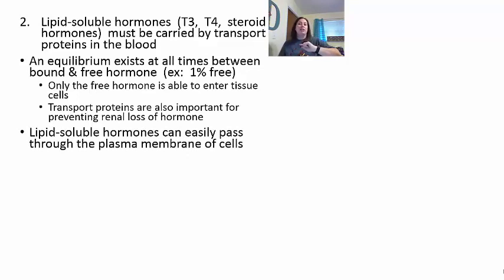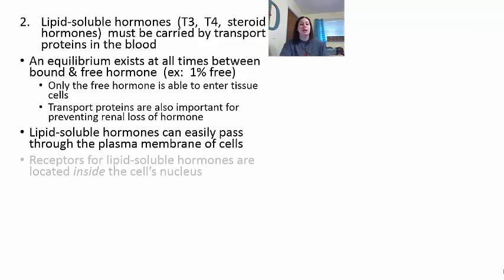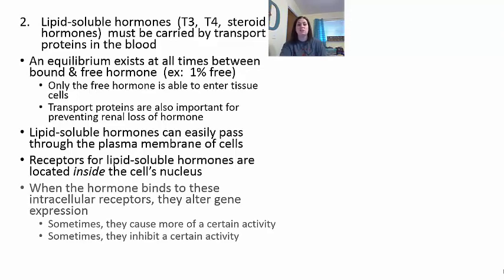So even though they have a hard time traveling through the blood, they can go straight into the cell. They don't have to use a second messenger. They get to go straight into the cell and go talk to the nucleus. The receptors for these particular types of hormones are on the nucleus itself, located inside of the cell's nucleus. So they're going to go directly to the brain of the cell and talk to it, not sending second messengers.